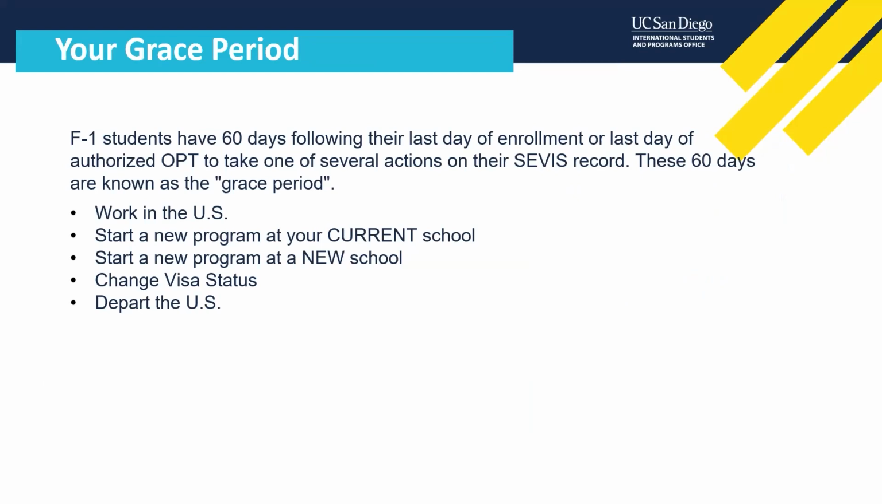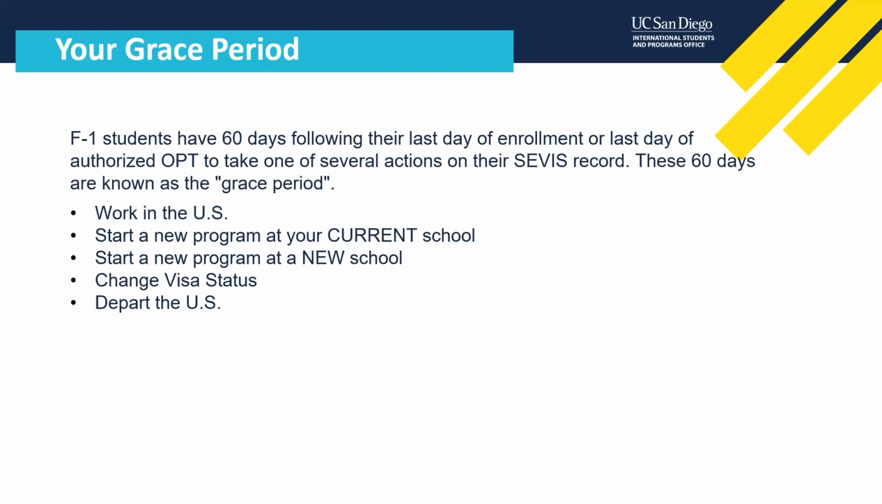So now that we've discussed how to locate your program end date, let's talk about the 60-day grace period. Remember that the start and end of your grace period is determined by your program end date. In the 60 days following either your last day of enrollment or your last day of authorized OPT, as an F1 student, you are required to take some sort of action on your SEVIS record.